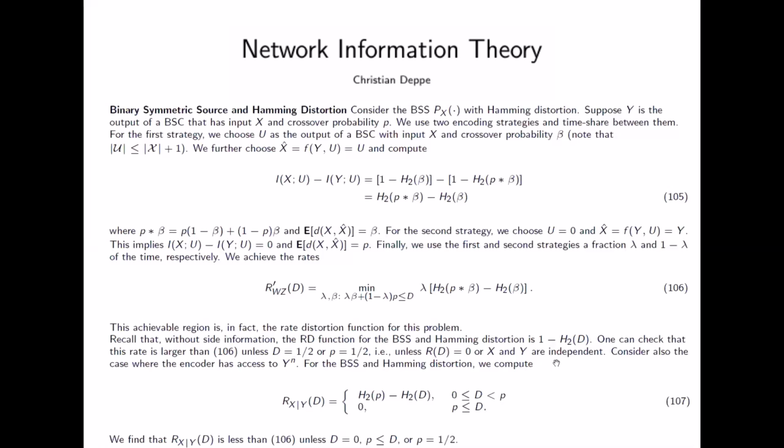Then we can consider the case if the encoder also sees Y. We analyze this in general and just put it into the formula and then get this rate function here. We get, note, the lambda disappeared, we just get h2 of P minus h2 of D. And we find that this rate is less than the rate without side information, unless D is equal to 0, P is less or equal D, or P is equal to 1/2.